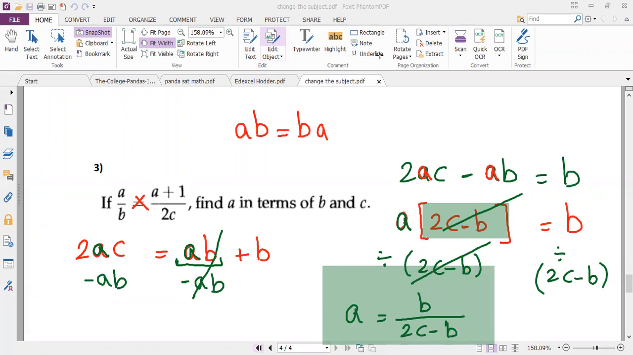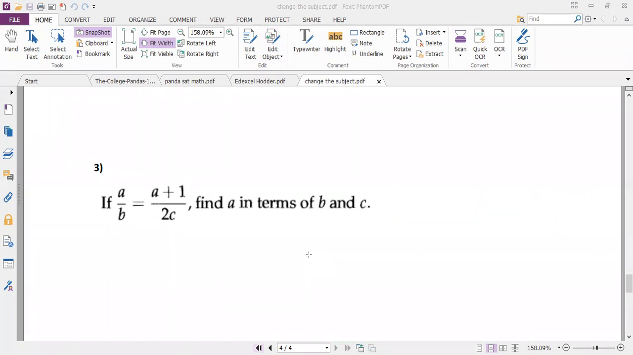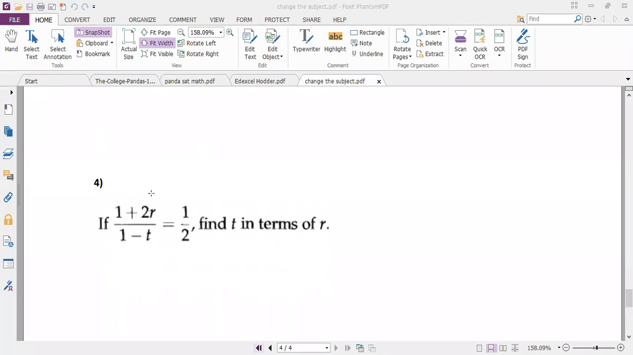Let's try the last one. We will follow the same steps because I have a fraction equals a fraction, so I recommend using cross multiplication. I multiply 2 by 1 plus 2r, equals 1 multiplied by 1 minus t.